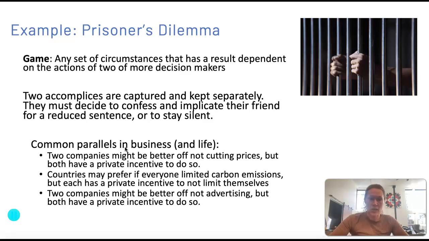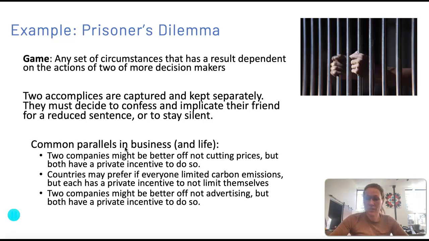The two accomplices are now captured and being kept separately at the police station. So they must decide independently of each other whether to confess and implicate their friend for a reduced sentence or to stay silent. So they're both better off if neither of them confesses, but can they trust their friend to not confess? Because they'll be the worst off if their friend confesses and they don't.